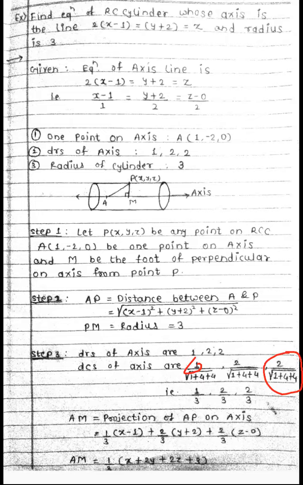These 1, 2, 2 are the direction ratios of the axis. So we will obtain 1 by 3, 2 by 3, and again 2 by 3. So in the third step, you need to always find direction cosines with the help of direction ratios. Now find the third side, that means AM. AM is what? AM is the projection of the AP line on the axis.